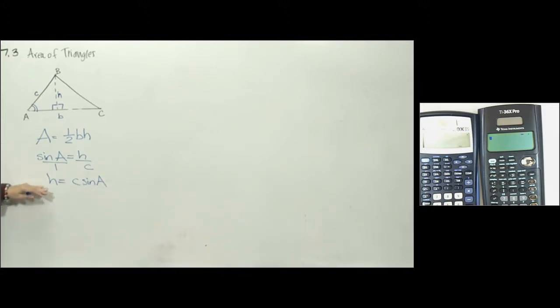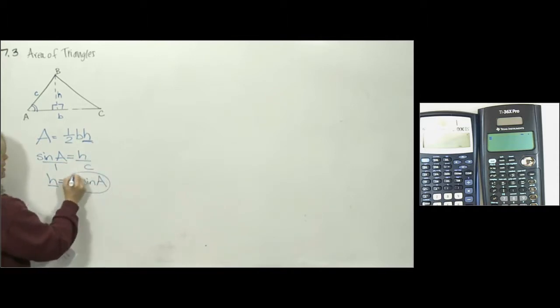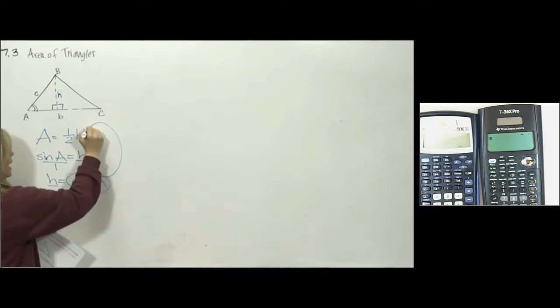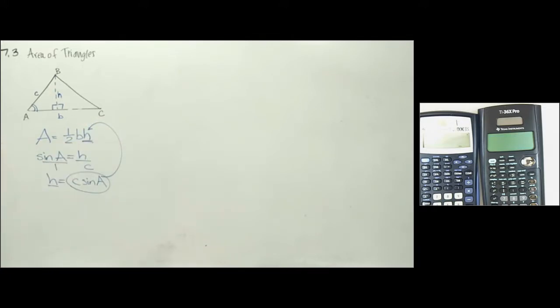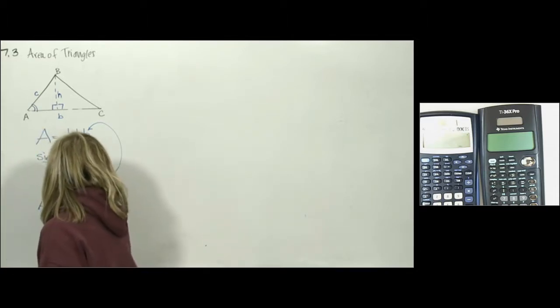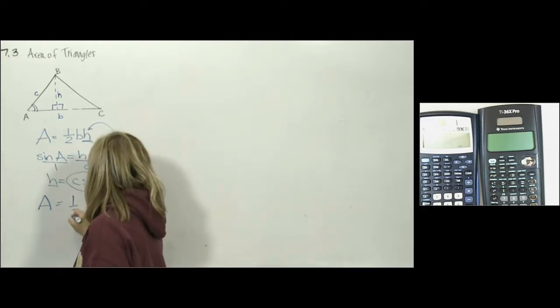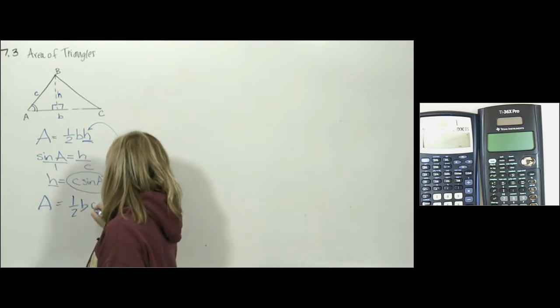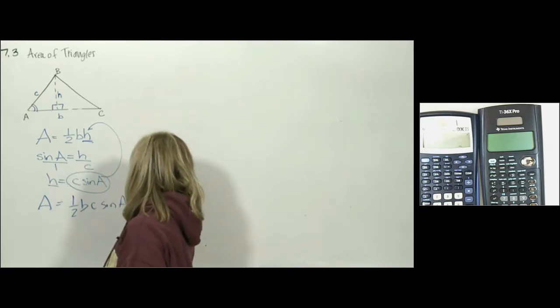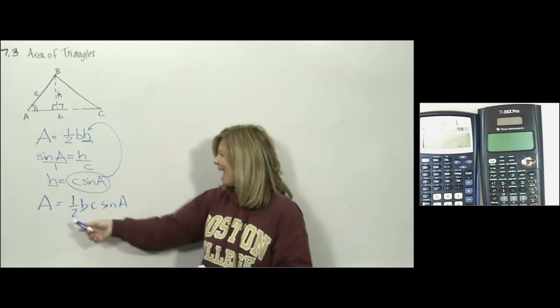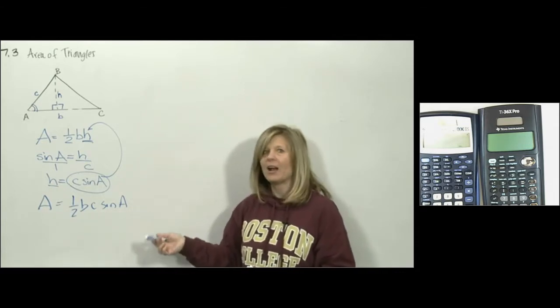What can we do with this piece of information and this geometry formula? Well, everybody look. They both have h in common. So can't we do a substitution? Can't we take C sine A and put it in this spot? So what we get is a new formula. We get A equals 1/2 base B times C sine A. That is your new formula to find the area of a triangle.